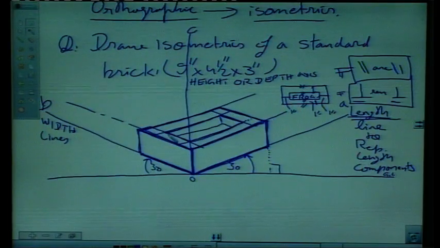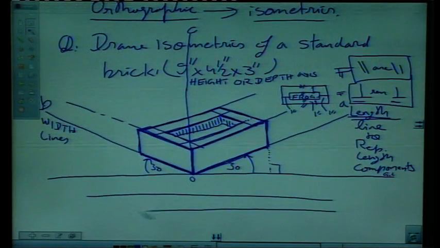Just to make the depth clear, we can draw small lines like this, right? This represents depth of the brick, which is a frog. I hope it is clear to you, right? So this gives us the orthographic. As per our question, we are supposed to draw an isometric of a standard brick. So this is the isometric of a standard brick, right?